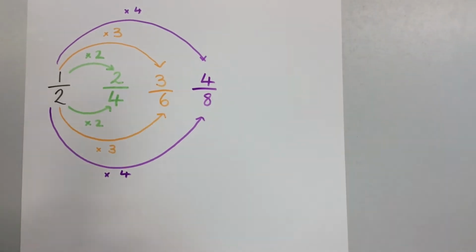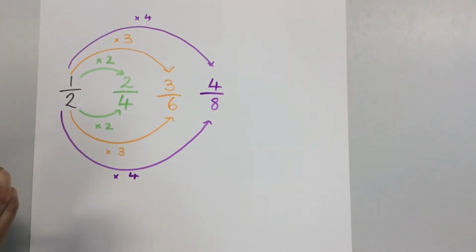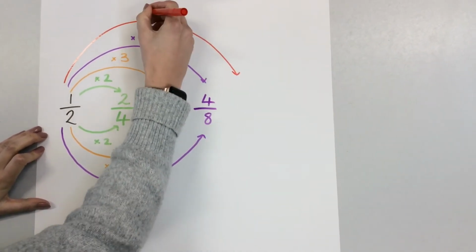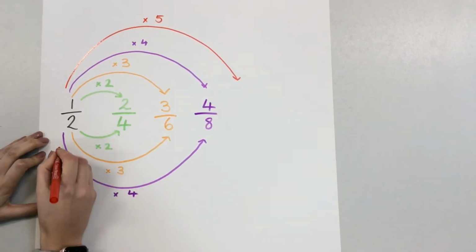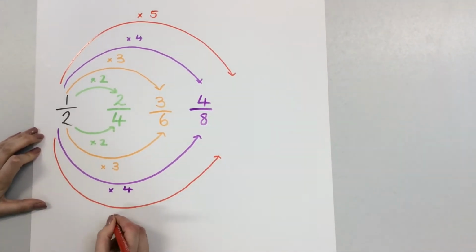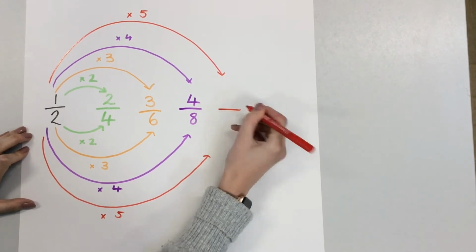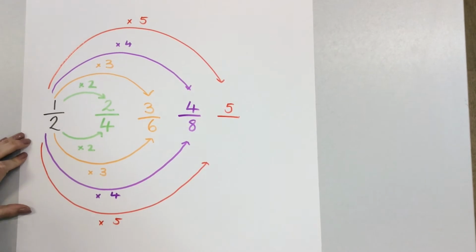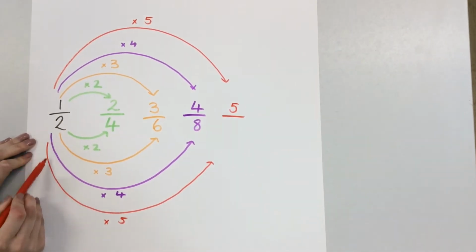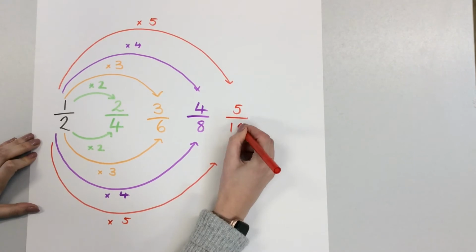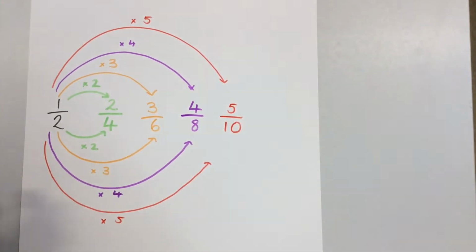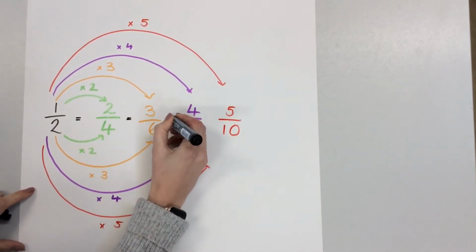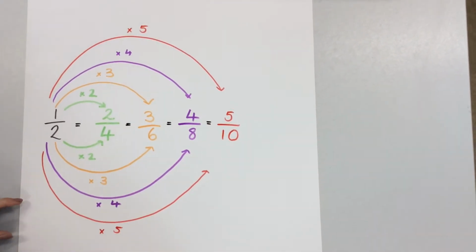I'm just going to do one more for 1/2. So the last equivalent fraction I'm going to do for 1/2, I'm timesing it by 5. Okay, our numerator 1 times by 5 equals 5, and our denominator 2 times by 5 equals 10. Now, just to finish off, I'm going to add some equal signs to show that all these fractions are equivalent.